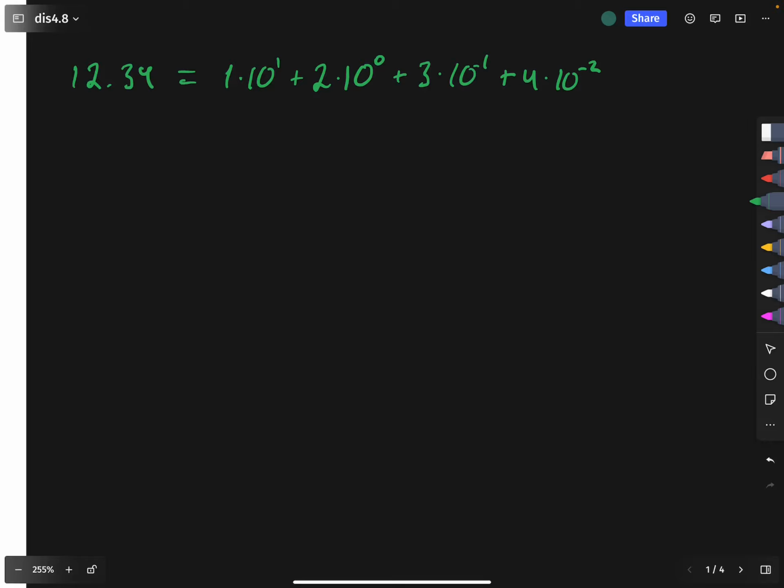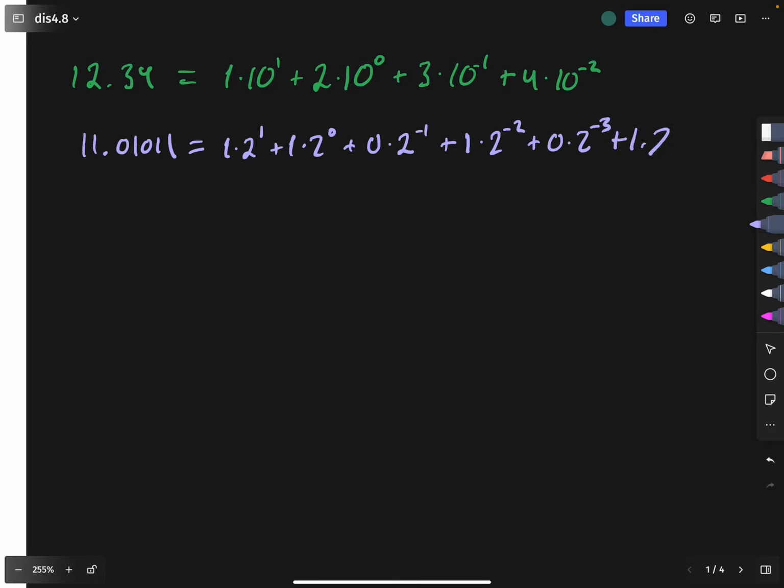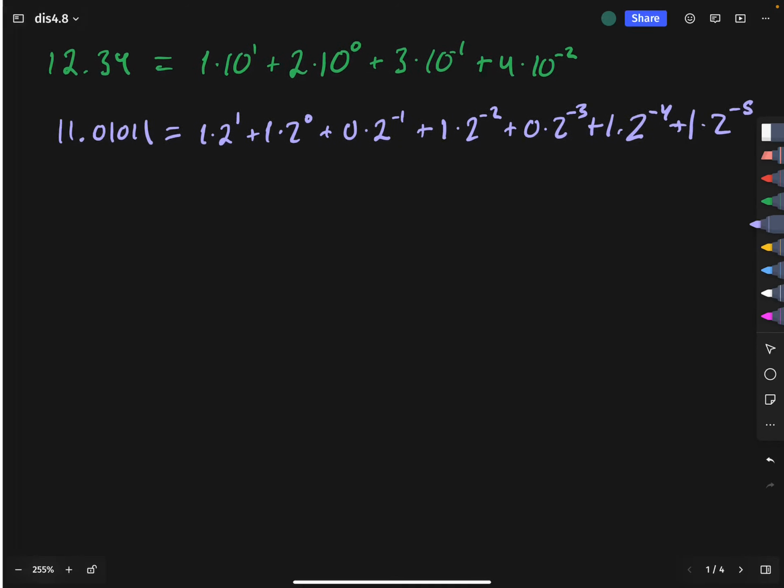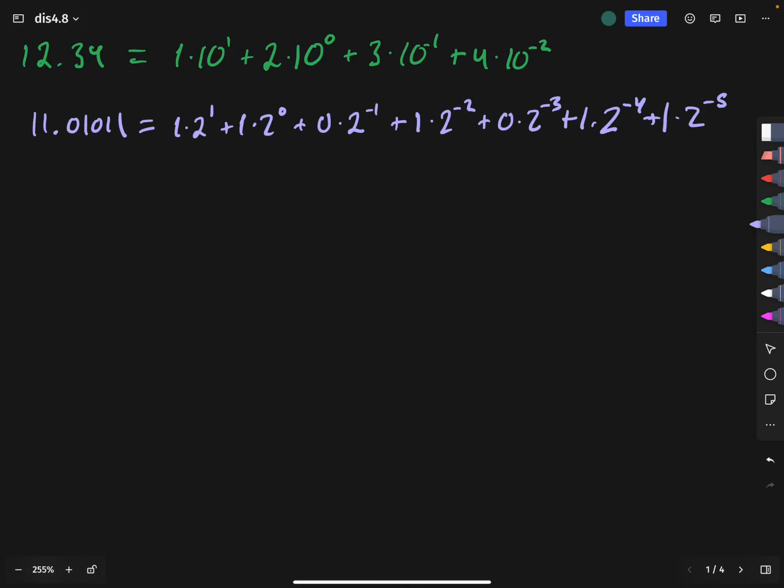Now what if we did it in binary, so that we said something like 11.01011, for instance. The stuff to the left of the dot is interpreted in the familiar way: 1 times 2 to the 1 plus 1 times 2 to the 0. Now, what about the stuff after the point? That's 0 times 2 to the negative 1 plus 1 times 2 to the negative 2 plus 0 times 2 to the negative 3, 1 times 2 to the negative 4, 1 times 2 to the negative 5. So the logic of the system is very much the same, just constraining ourselves to using only the digits 0 and 1 and using the base 2.